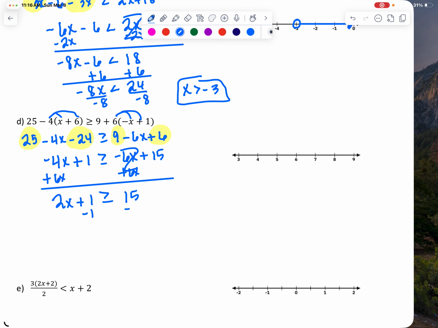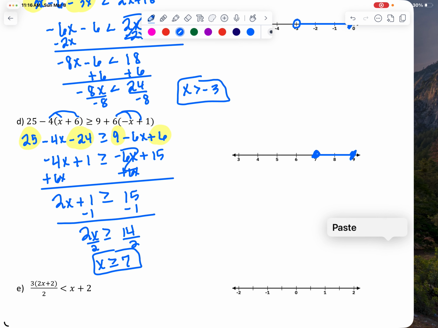Subtract 1 to get 2x is greater than or equal to 14, and divide by 2. x is greater than or equal to 7. So filled in circle at 7, and then shade the numbers that are greater than 7. So that would be to the right. All right, pause the video if you got any of that incorrect so that you can fix any mistakes you made before you move on.